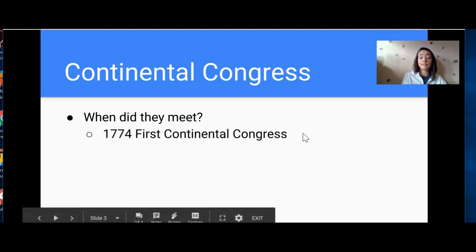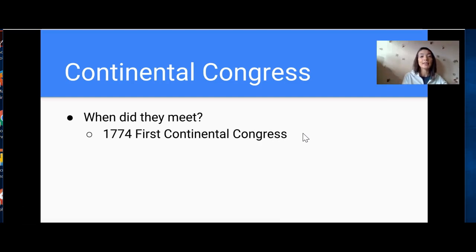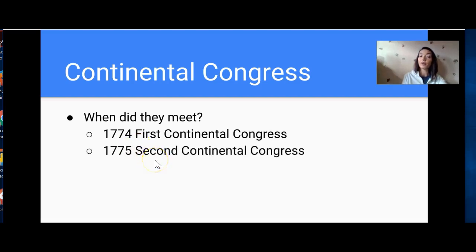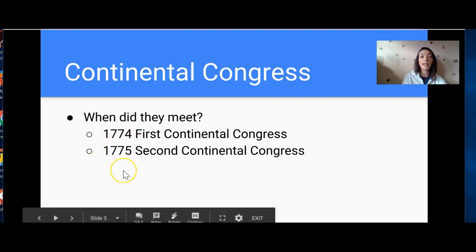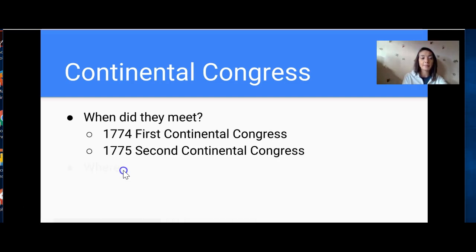Okay, so for example, the Intolerable Acts, many of them were passed in the 1760s. The First Continental Congress, they met in 1774. Make sure that you write this down, and 1774 is one of the dates that you remember. Okay, now remember I said that there was also a Second Continental Congress, and they met a year later in 1775.